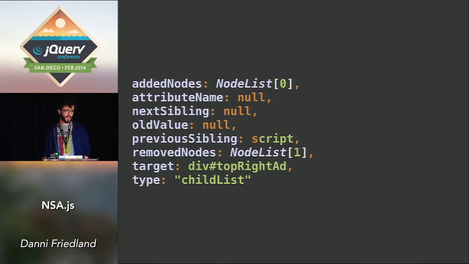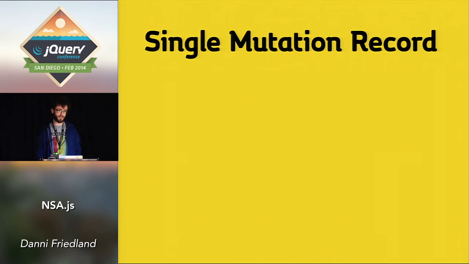So you get the added nodes. So that's a list of added nodes being added in this operation. You get the attribute name, if applicable. You get the next sibling, and you get the previous sibling. So the next sibling and the previous sibling, we're going to use later on to really pinpoint the location of the operation. So you really can know exactly where the added nodes were added. You can really pinpoint where the removed nodes were removed. You also get the target, which is the parent of the operation, and you get the child, which can be either a child list or attribute data, I think.